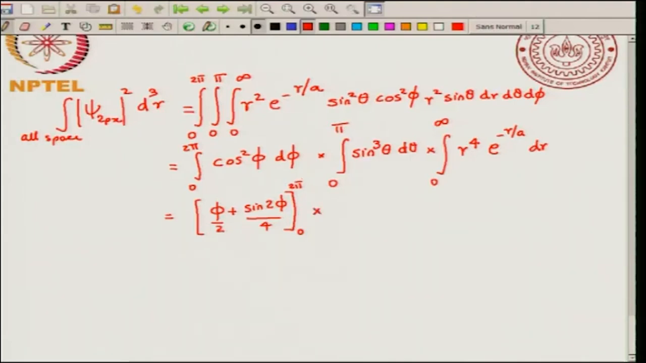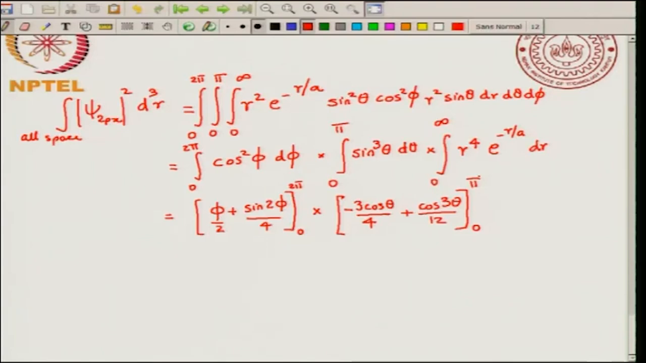The second part, the theta part, okay, that works out to, so sine cubed theta, okay, so if you replace sine cubed theta in terms of sine theta and sine 3 theta, and then you can do the integral. I will just write the final answer for the integral. So you get minus 3 cos theta by 4 plus cos 3 theta by 12, integral from 0 to pi.